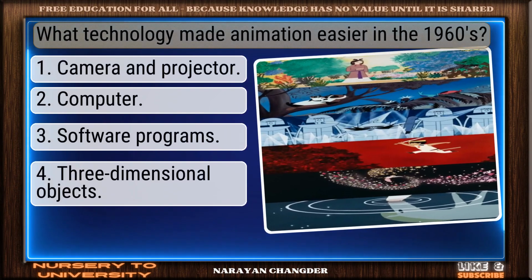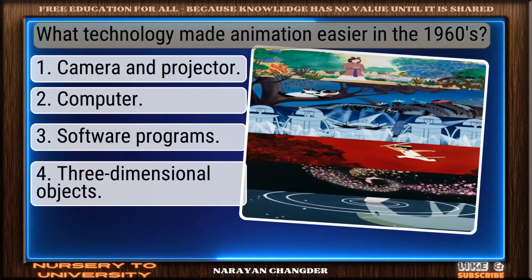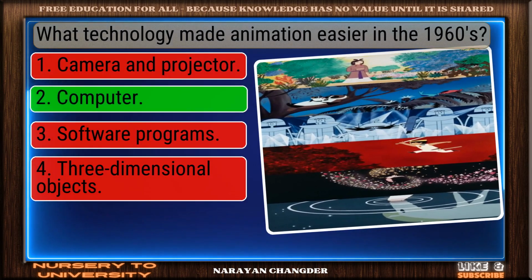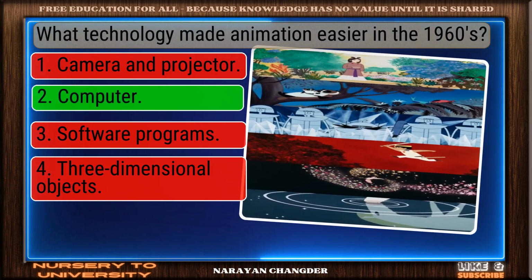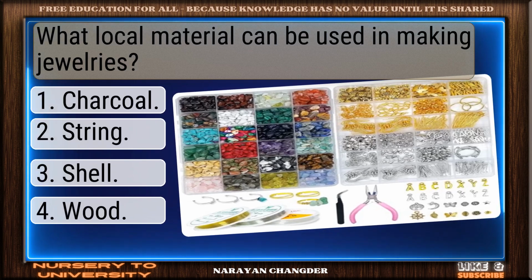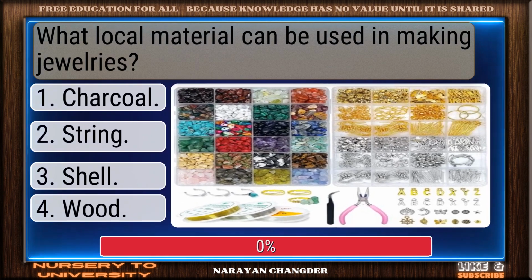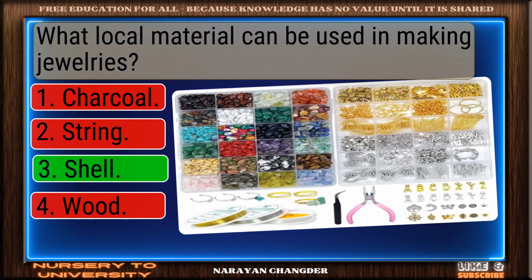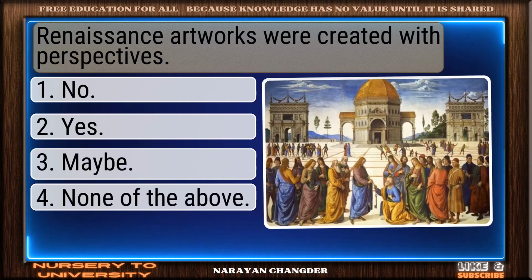What technology made animation easier in the 1960s? Right choice. Computer is the best answer. What local material can be used in making jewelry? Great thinking. Shell is the right choice.